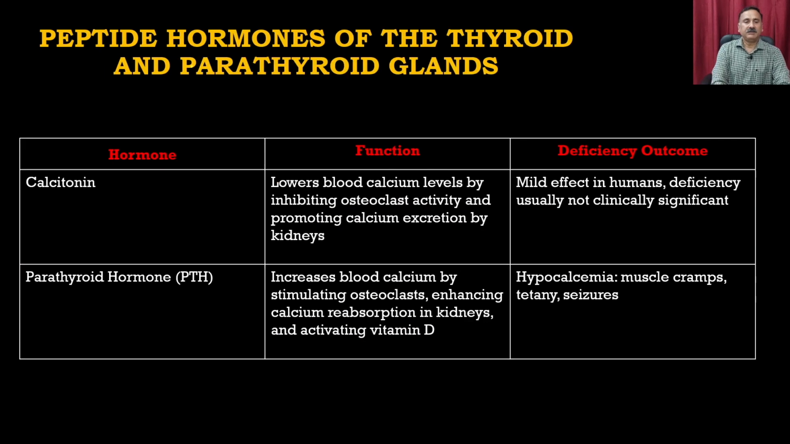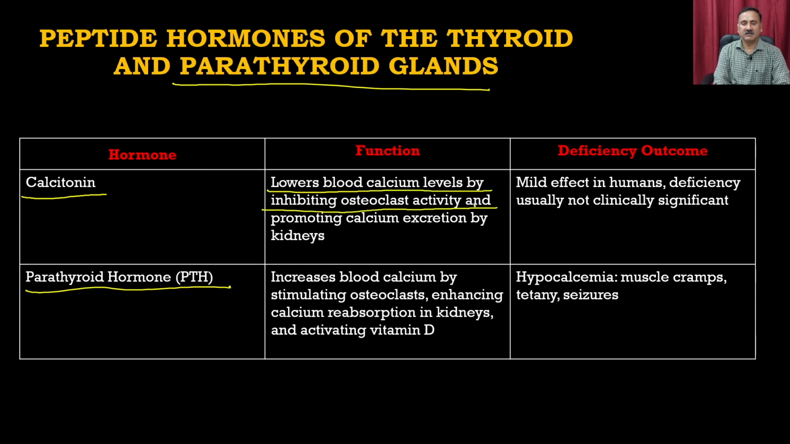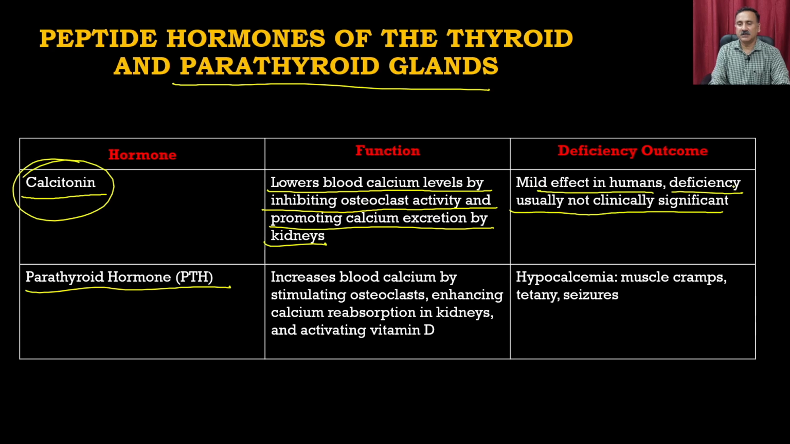Then we have the peptide hormones from the parathyroid glands. So the parathyroid glands are releasing the calcitonin and the parathyroid hormone. Calcitonin is lowering the blood calcium level by inhibiting the osteoclast activity and promoting calcium excretion by the kidney. And if there is a reduction of calcitonin, then it is going to cause mild effects in humans, deficiency usually not clinically significant.